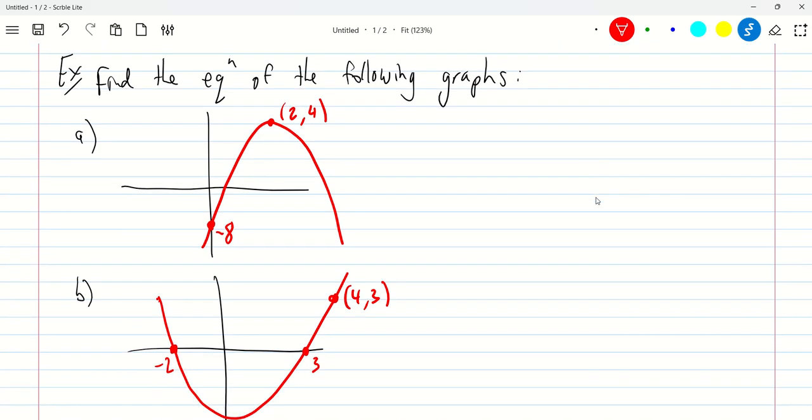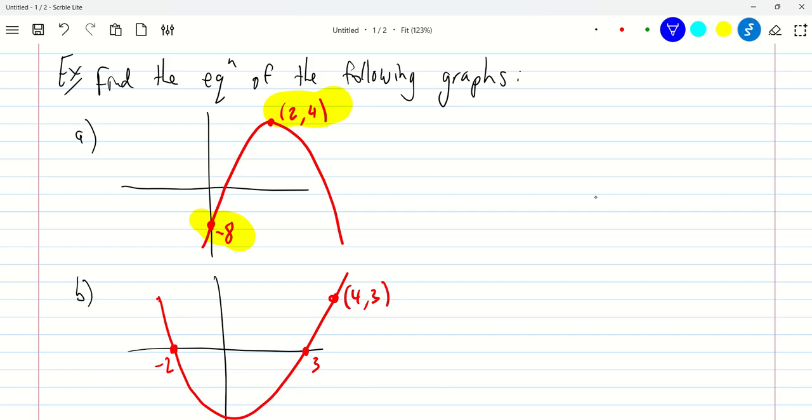So firstly, part A, find the equation for this graph here. In this question, we've been given the turning point, so we're already onto a winner here. If you know the turning point, then life's pretty simple. We can use turning point form to easily figure that out. We've also been given another point that helps define things. So let's get to it.